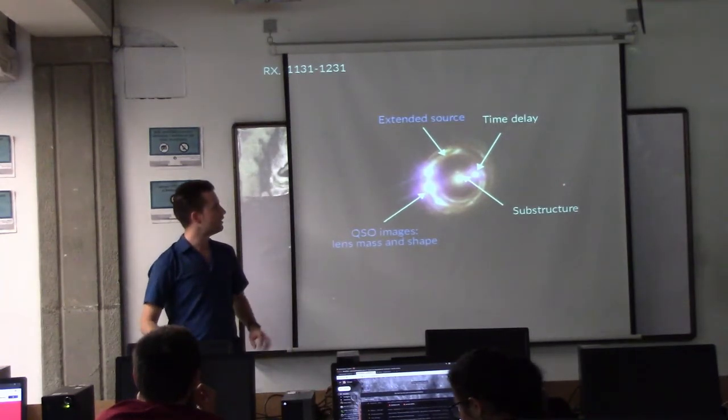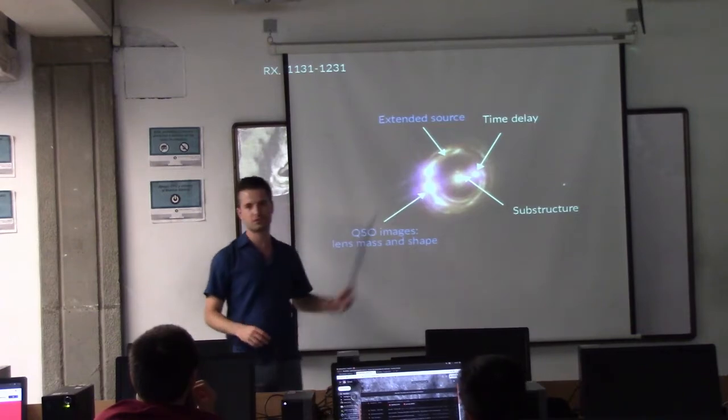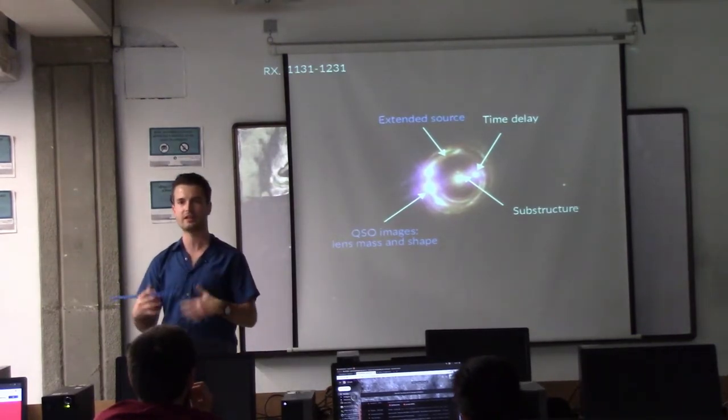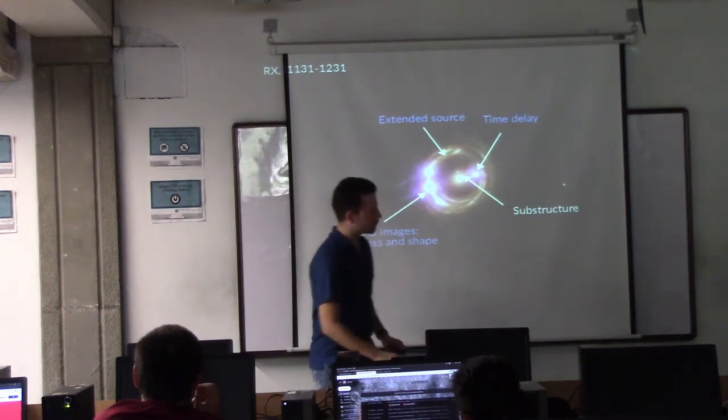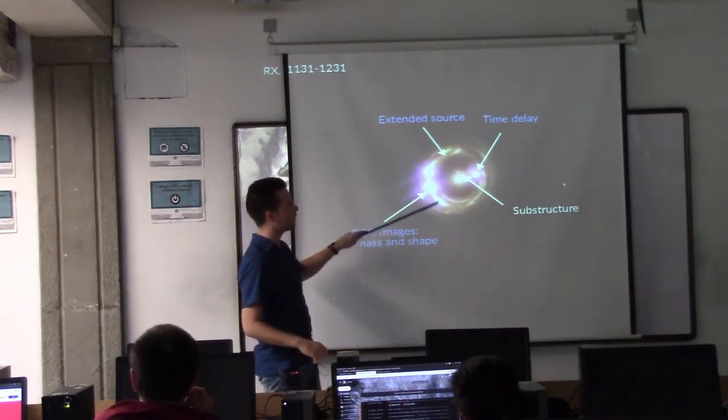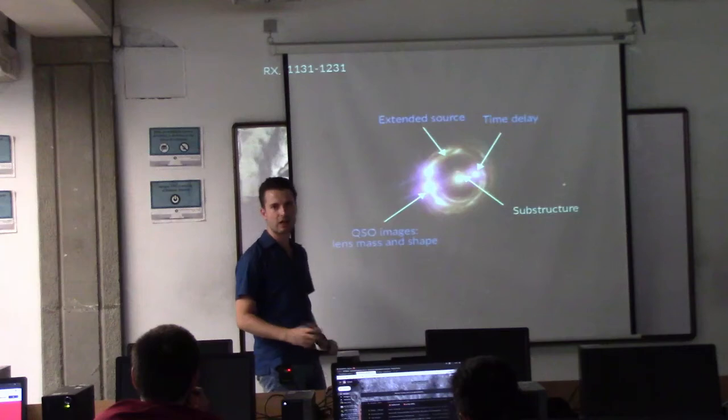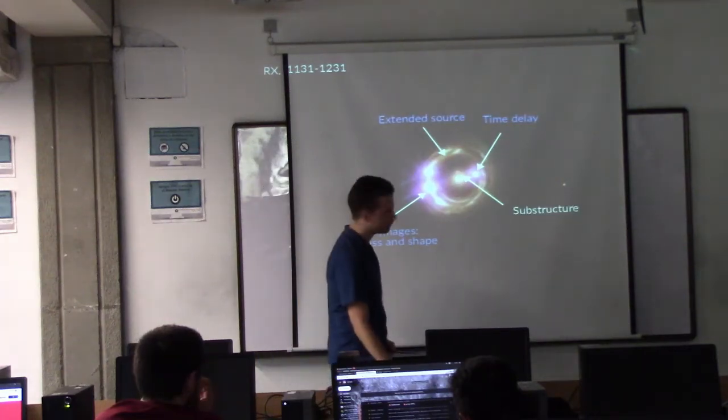On day three, we saw the reconstruction of the extended source. I talked about different codes that can allow us to do this. And then today, I talked about how there is indeed some time variation between these images and how we can use it to understand cosmology.